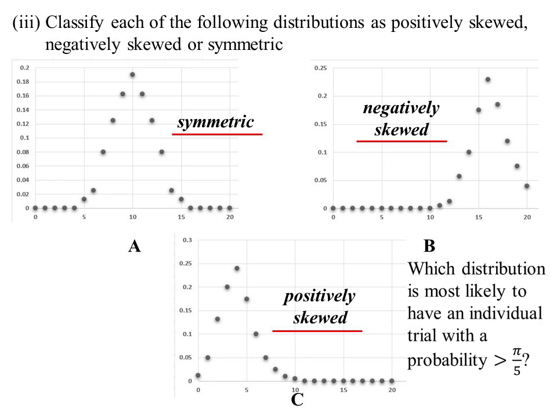Now, which one of these would have an individual trial where the probability of success is greater than pi on 5? All right, well, we have to work out, is that number greater than a half or less than a half? It's certainly not a half. Pi is 3.14 over 5. That's going to give me something bigger than a half. So bigger than a half, I'm looking for something that's negatively skewed.